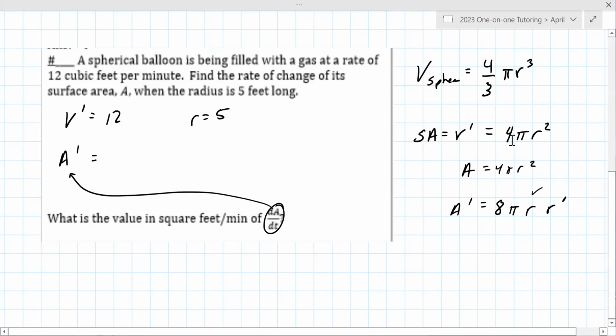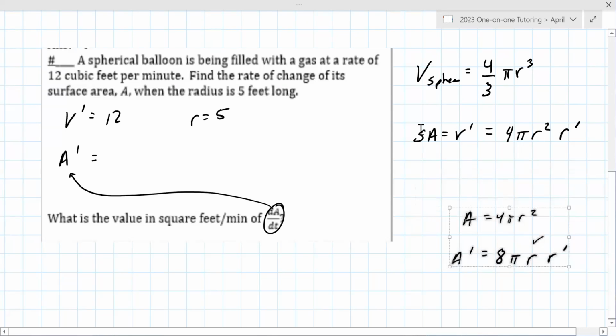R prime comes from V prime. So there's also an r prime here, or dr/dt, because of the implicit derivative of r. The reason that's needed is that it allows you to find r prime. Your V prime is 12. Your r is 5 squared, so you can calculate r prime on the right here. So we're looking at this equation.